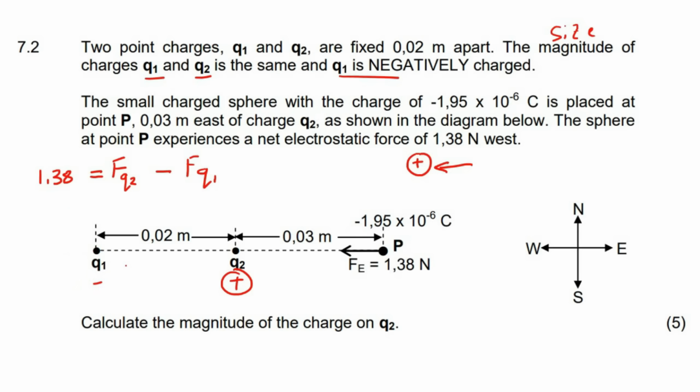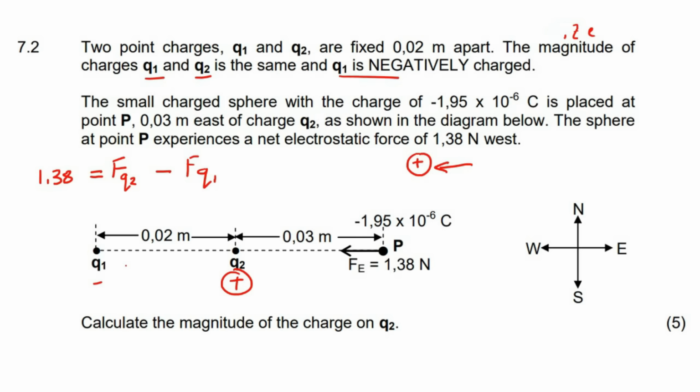Okay, so Q1 is going to push P to the right-hand side, but we said to the left is positive. That's why I'm going to make this one a negative. Okay? As I said, you might just have to pause and think about this yourself, but now we're just going to fill in the formula.